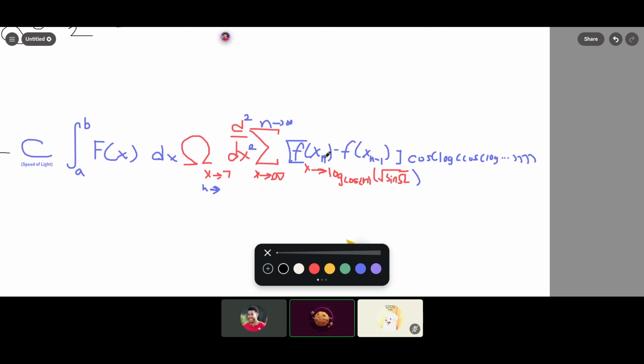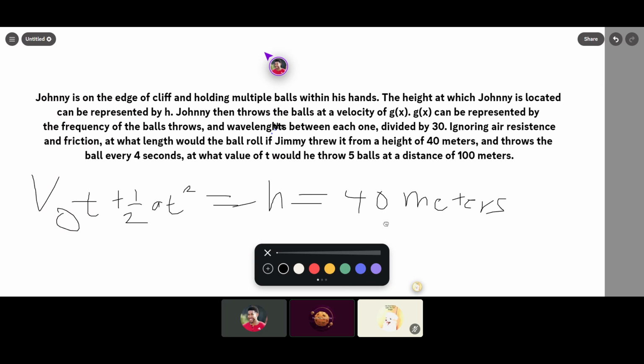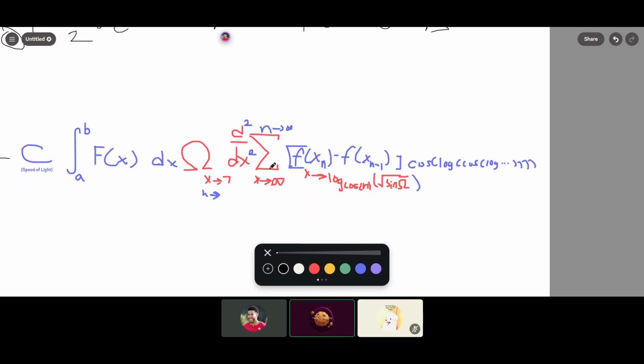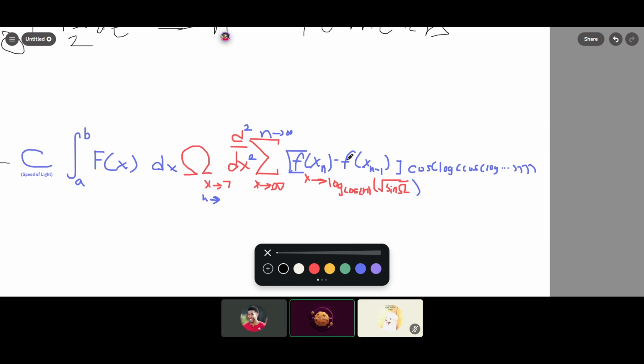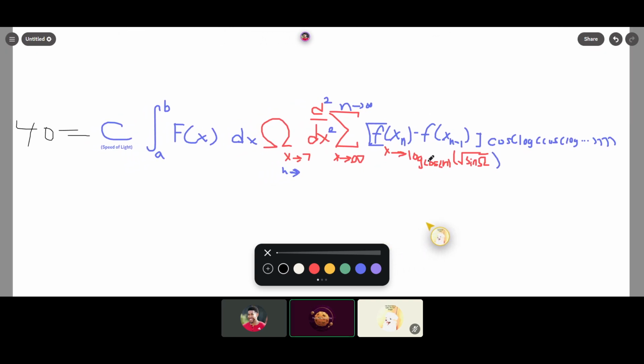So the distance, as you can see, is f of x sub n minus f of x sub n minus 1. So what this basically means is at a certain time, the distance between the two balls, since we're throwing multiple balls, is the distance between each of them. So then we're doing as x approaches infinity on the bottom interval of the sum, and n approaches infinity on the top interval of the sum, and then this is multiplied by the obvious, everyone should know this, it's in every formula, cosine log of cosine log of cosine log of cosine, it keeps going forever and ever. And I forgot to mention that x approaches log cosine of n of root sine omega.